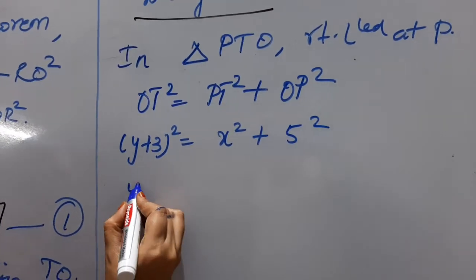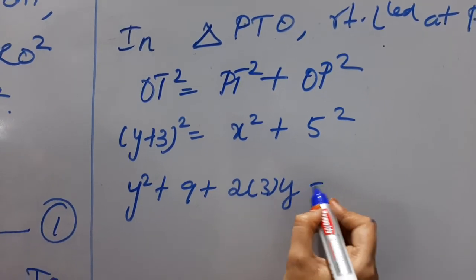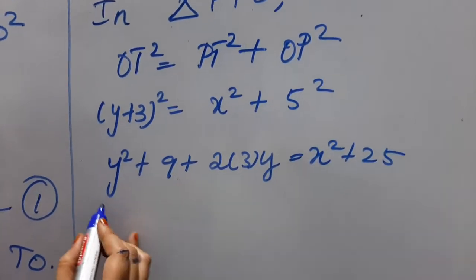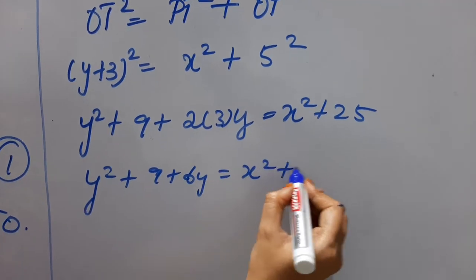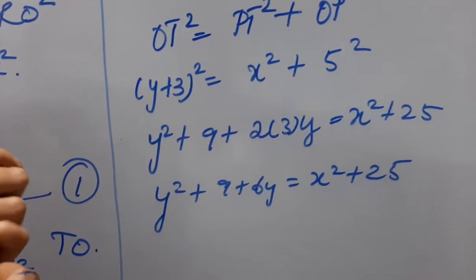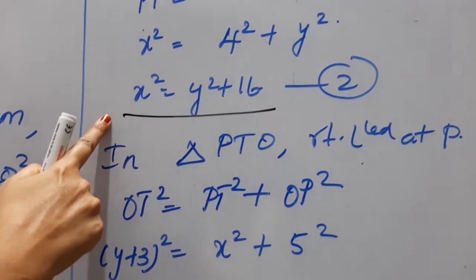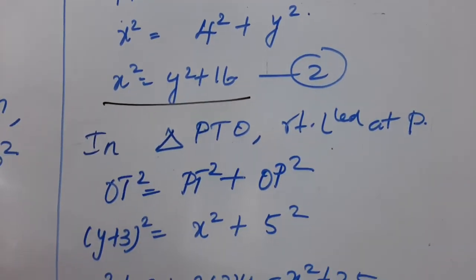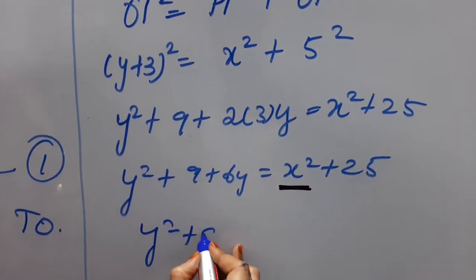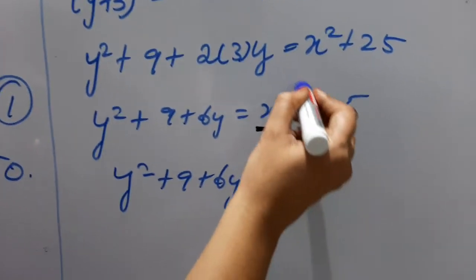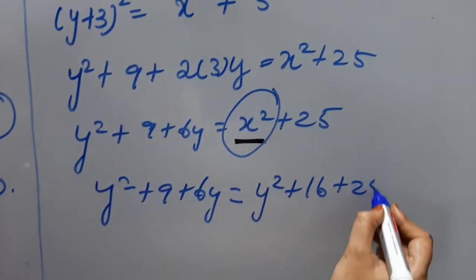And OP value is the radius, 5 square. (a plus b) whole square becomes a square plus b square plus 2ab, is equal to x square plus 25. Simplify this again: y square plus 9 plus 6y is equal to x square plus 25. Now substitute the value of x square here. x square I am substituting from equation 2, which is y square plus 16. What will we get? y square plus 9 plus 6y is equal to y square plus 16 plus 25.